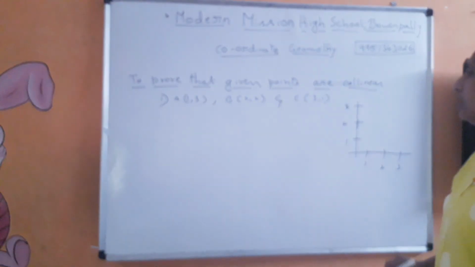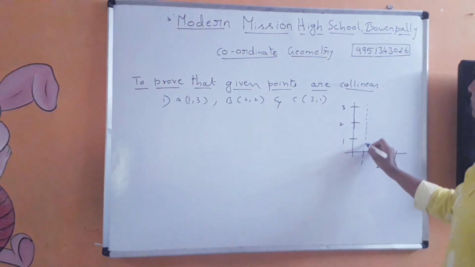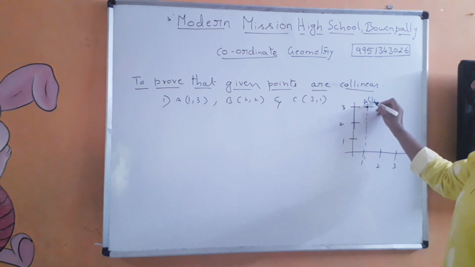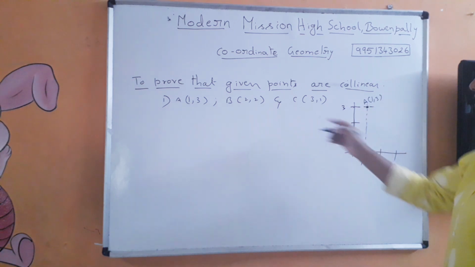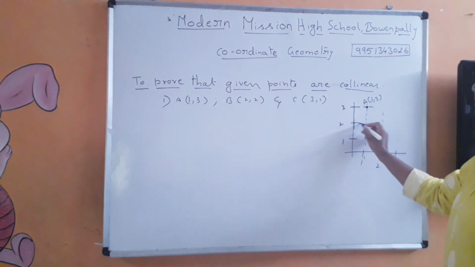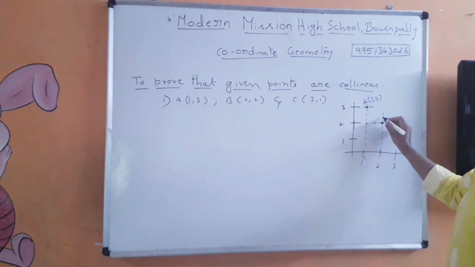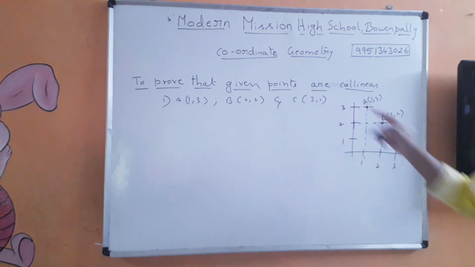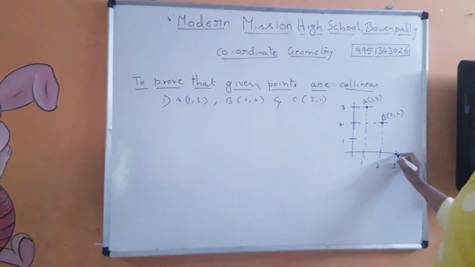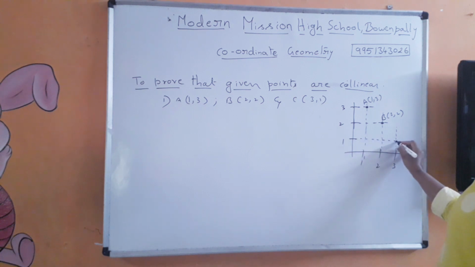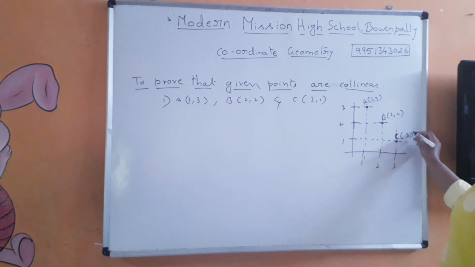Let us locate A. So parallel to the y-axis, parallel to the x-axis. Here is A (1, 3). Now B (2, 2). Parallel to the y-axis and parallel to the x-axis. So this is B (2, 2). Now the third one is (3, 1). So parallel to the y-axis and parallel to the x-axis. This is C (3, 1).